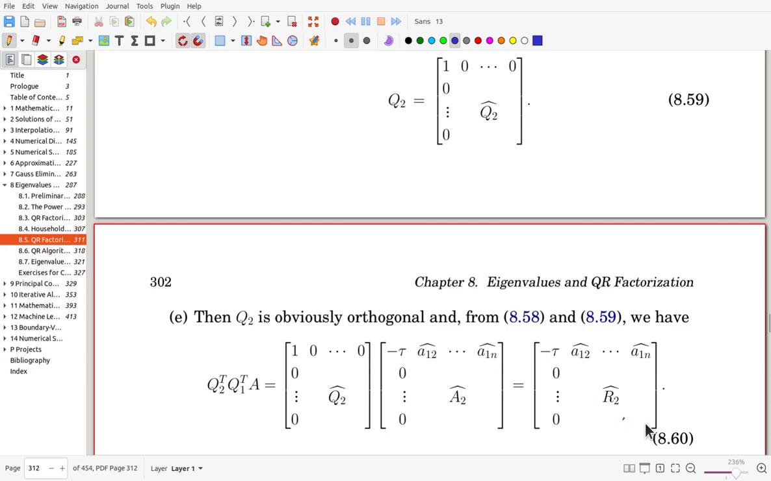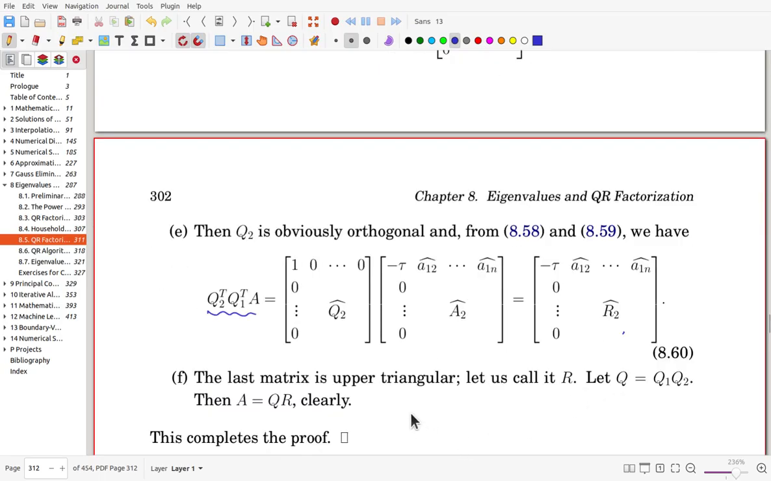Then this one will be transformed to R2 hat. This whole thing is upper triangular. So along with this one, we reach an upper triangular matrix, so that eventually Q1, Q2 will be the orthogonal matrix, so that A is QR. That's R. So once we define Q as Q1 Q2, then clearly A must be QR. So we got the QR factorization. That is an example of mathematical induction.